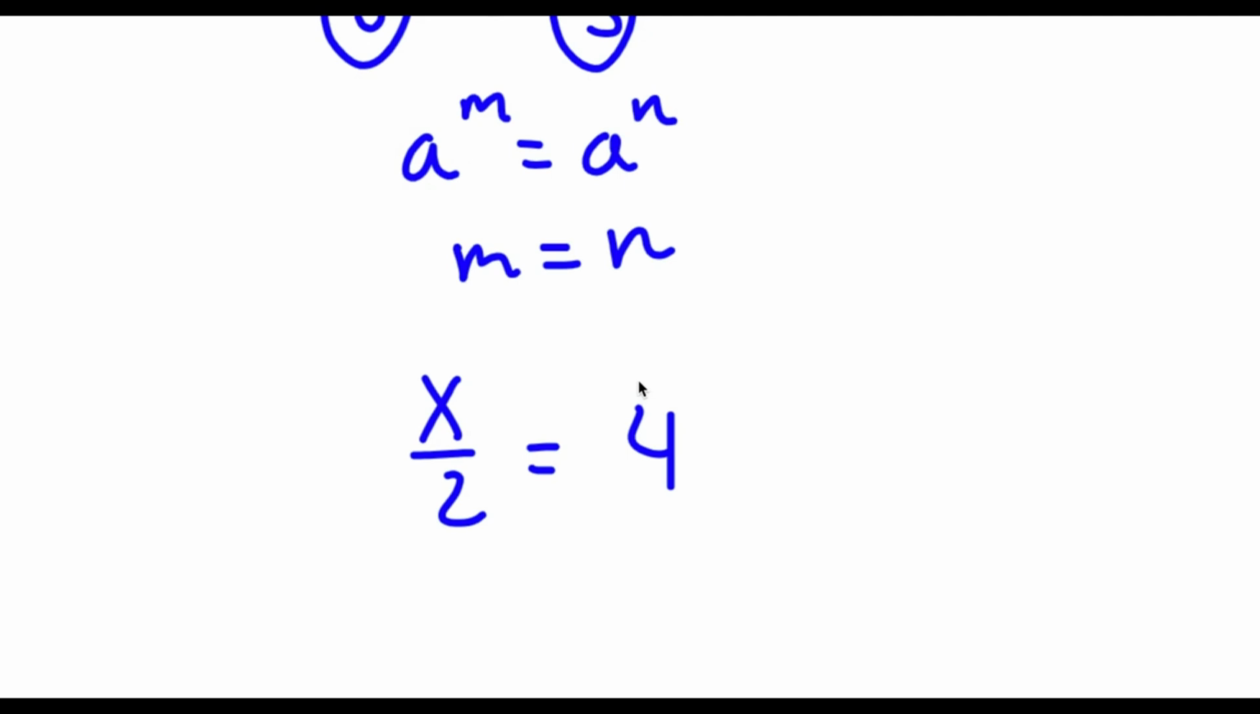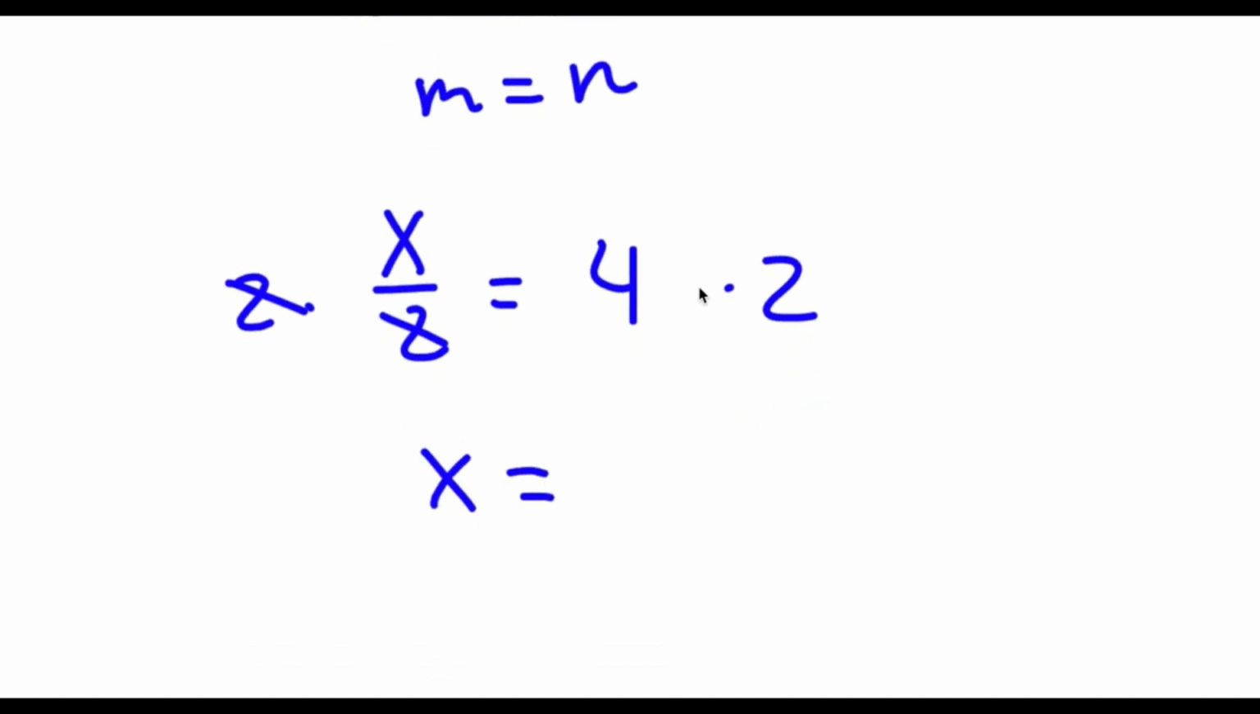And now this is just a simple equation to solve. All I have to do is multiply both sides by 2. So then these two cancel out, and I'm left with x is equal to 4 times 2, which is 8.